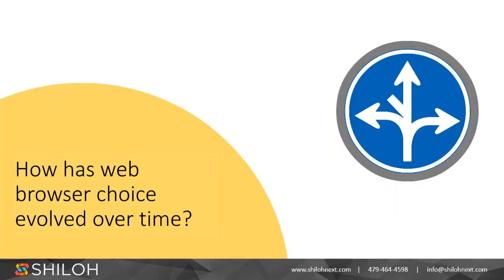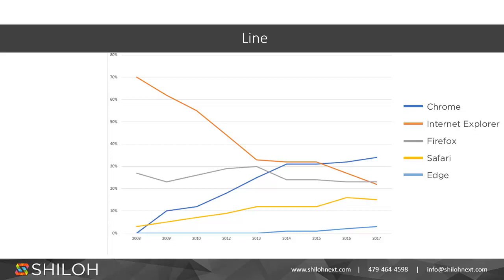The scenario: Going with a similar scenario to the last visualization, how has web browser choice evolved over time for customers using our site? Since we want to show a trend over time, this falls into the comparison category, and therefore, line charts are the best option.